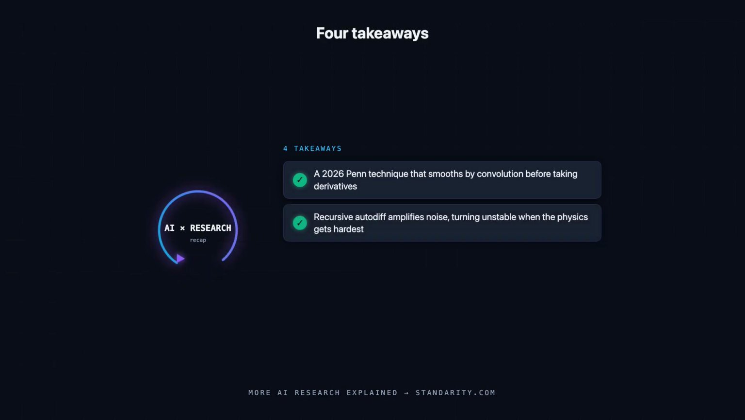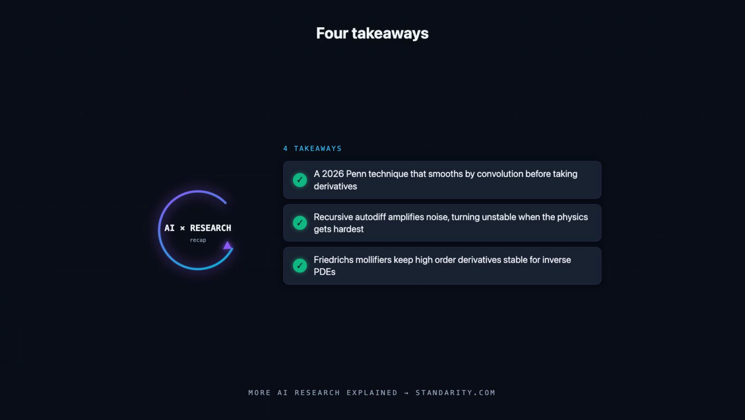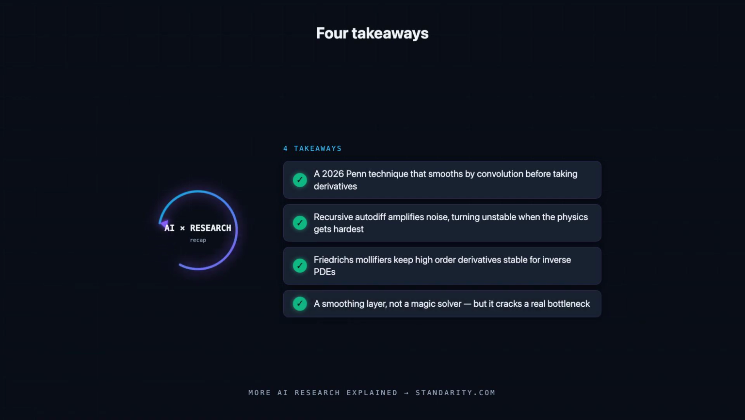They exist because computing high-order derivatives with recursive automatic differentiation amplifies noise, turning unstable and expensive exactly when the physics gets hardest. By borrowing mollifiers from Friedrichs in the 1940s, they keep high-order derivatives stable, which lets networks solve inverse PDE problems more reliably. Remember, it is a smoothing layer, not a magic solver, but it cracks a bottleneck that had blocked physics-informed networks for years.